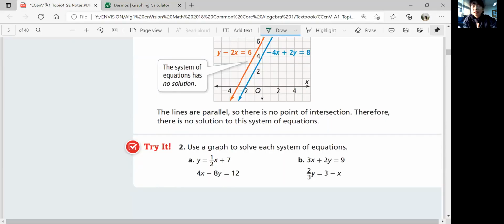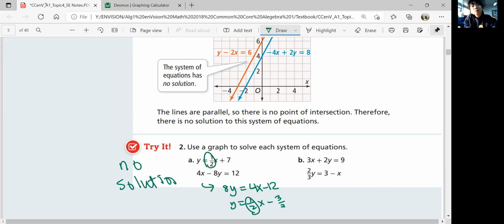We're going to go over this later, but you can also change this to slope-intercept form. 8y is equal to 4x minus 12, and you divide all of them by 8, and you get 1/2x minus 3/2. Okay, so then you still have the same slope. So this is going to be no solution.